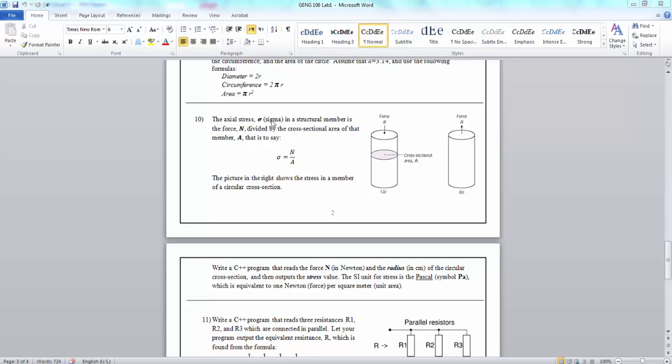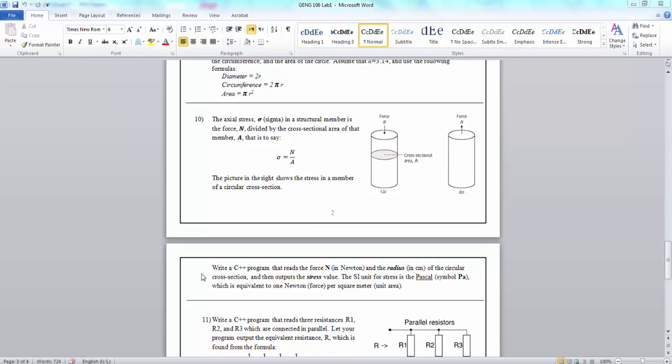The axial stress sigma in a structural member is the force divided by the cross-sectional area of that member. So sigma equals N over A. Let's look here at this picture. If I want to calculate the stress, I need to divide the force on this member over the cross-sectional area. And if you look here, the cross-sectional area, it is what? It is a circle. So I need to divide the force over the area of the circle.